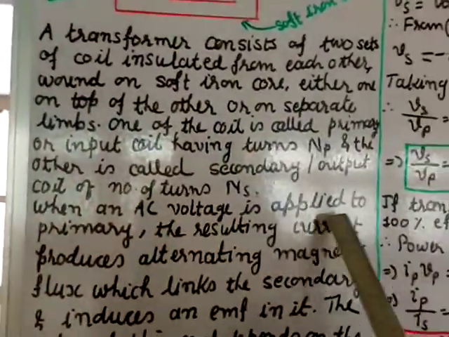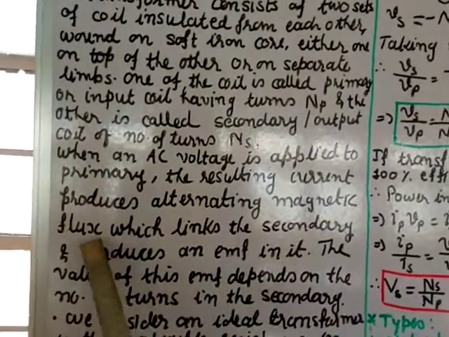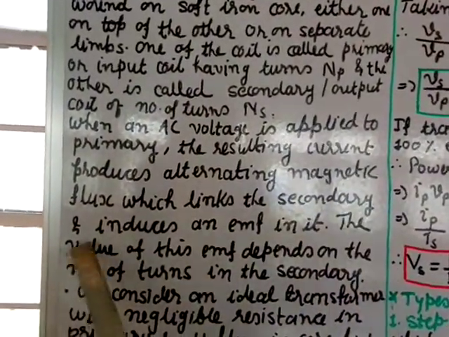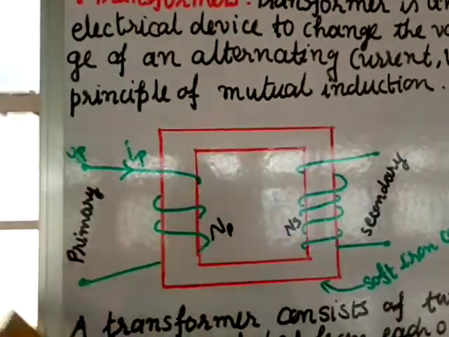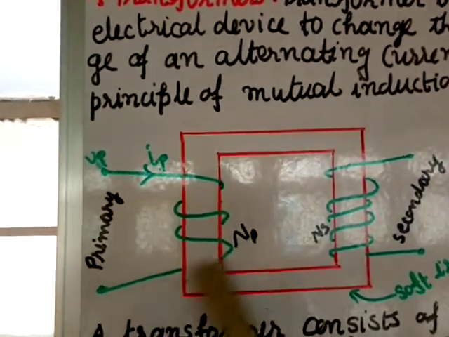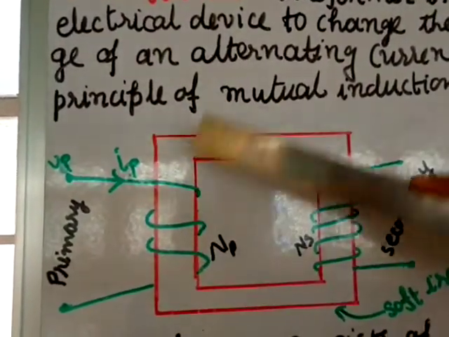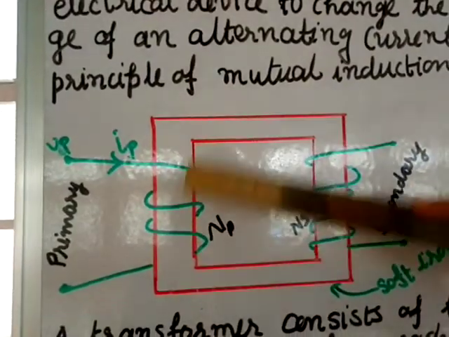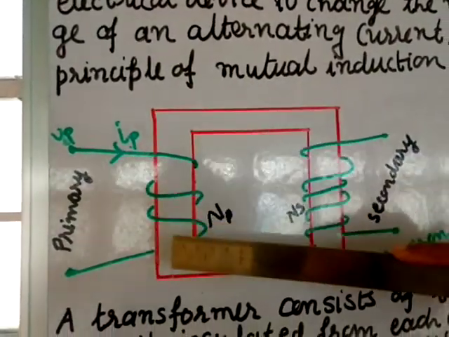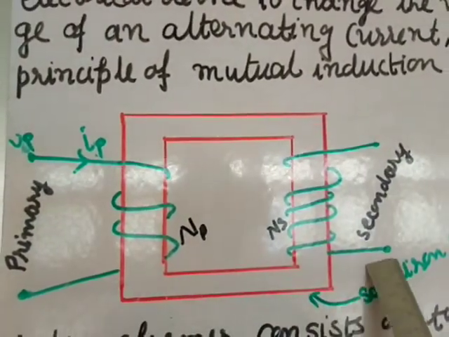When an AC voltage is applied to primary, the resulting current produces alternating magnetic flux which links the secondary and induces an EMF in it. Now, here voltage is applied to the primary, current will be flowing from here, and a magnetic field which is alternating, that is changing magnetic field, will be produced here, that through this core will link to the secondary coil.